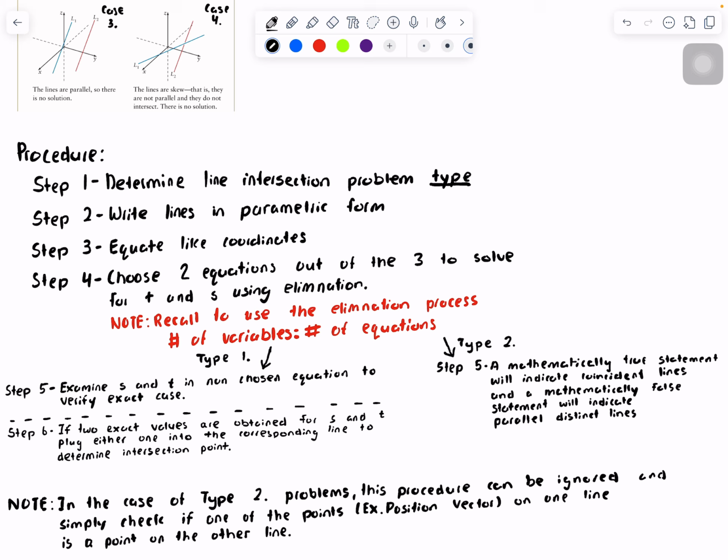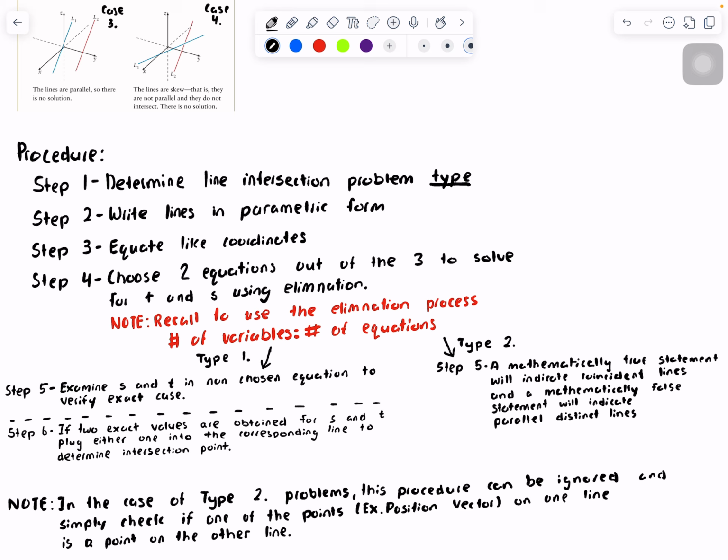Okay, then we have a little separation here into whether the process can change if you have a type 1 case or a type 2 case. So for type 1 cases, we examine S and T in the non-chosen equation out of the 3 to verify if we have one solution or the lines are skew. And then if there's a point of intersection, we can plug either S or T into the respective line 1 or line 2. That's step 6.